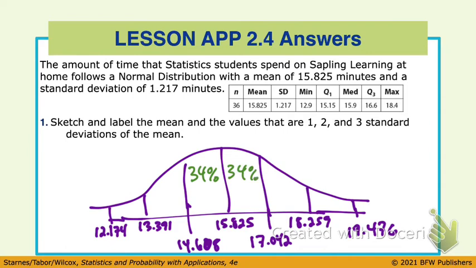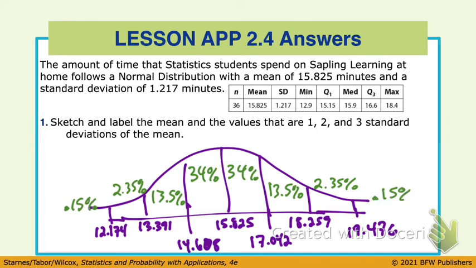All right. What are the next 2 sections from the middle? 13.5 and 13.5. Cool deal is that will never change in a normal distribution. And then what about this little section here? 2.35% on each side. And then what about in the tail? 0.15%. Okay, so that's a very small amount. Those are the percentages. Should make answering this question super easy.